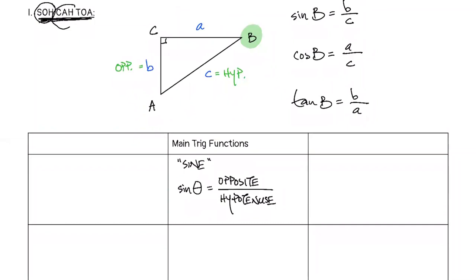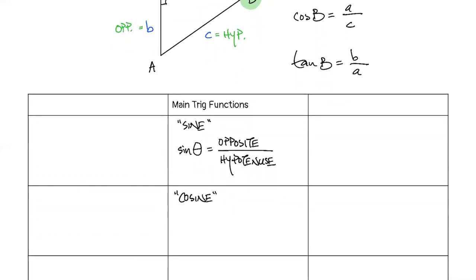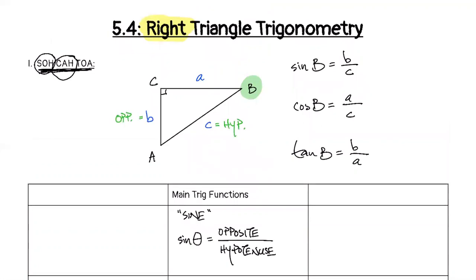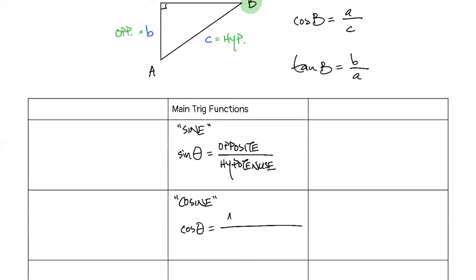Now let's take a look at these second three letters, C A H. The C stands for cosine. And we abbreviate cosine as cos theta, okay, because we have to talk about an angle. Now, this says CAH. The H stands for the hypotenuse. But what does the A stand for? Yeah, the A stands for the adjacent side. Okay. So when we look at cosine, we're really looking at the adjacent side as a ratio to the hypotenuse.